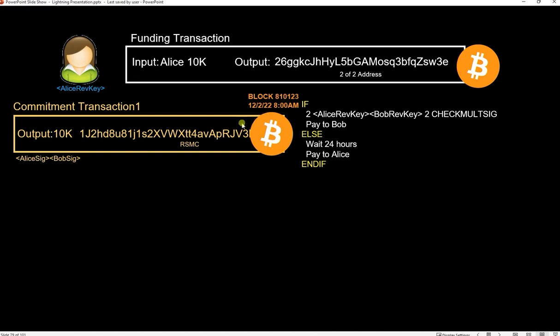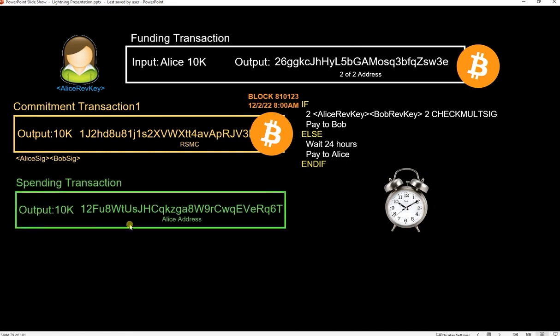Because as soon as she publishes this to the blockchain, because this is both signed, let's say she publishes that block 810,123 at 12/2/22 at 8 a.m. All right. So now basically the clock has started. The clock starts as soon as this transaction gets on the blockchain. Now she has to create another transaction to spend it, and this is where she sends all the money to herself. Now, how does she spend it? She has to fulfill the contract. She can't fulfill the first condition, but the second condition, she just needs to wait.